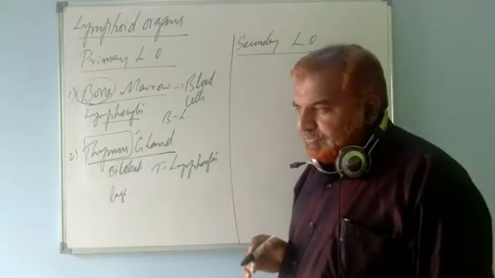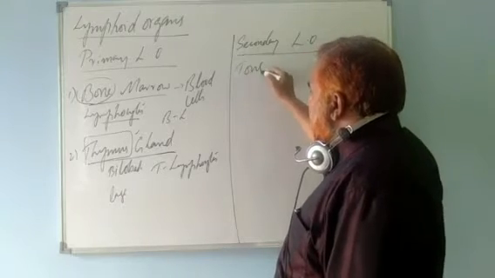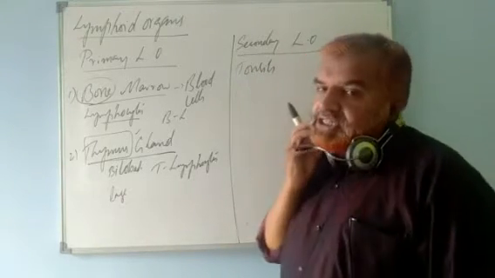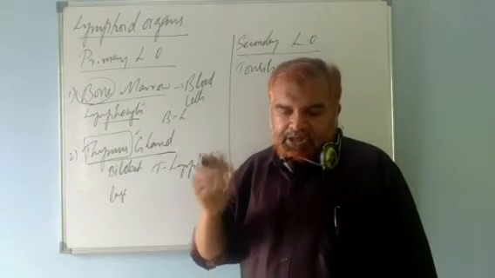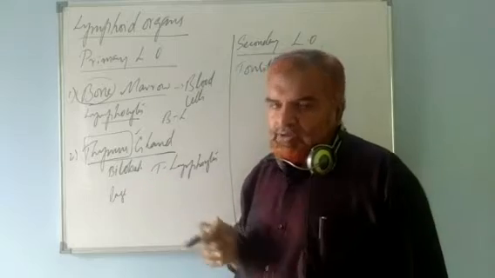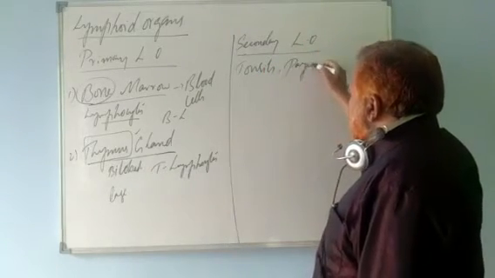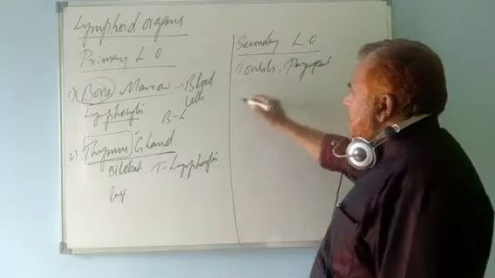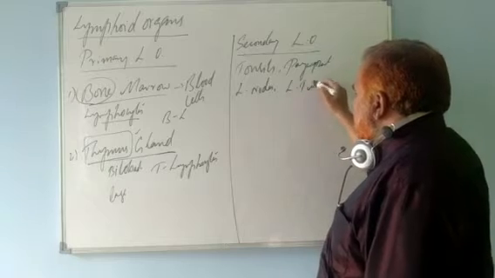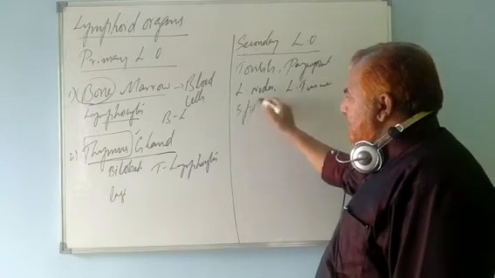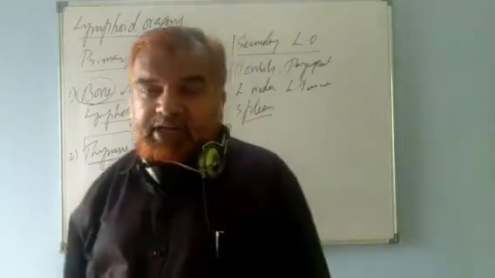Secondary lymphatic organs. Very importantly, we have the tonsils. In children you find tonsils; tonsillitis is very prominently present in children. In adults they disappear, a similar concept as with the thymus gland. Then Peyer's patches, lymph nodes, lymphatic tissue, spleen. All these act as secondary lymphatic organs.